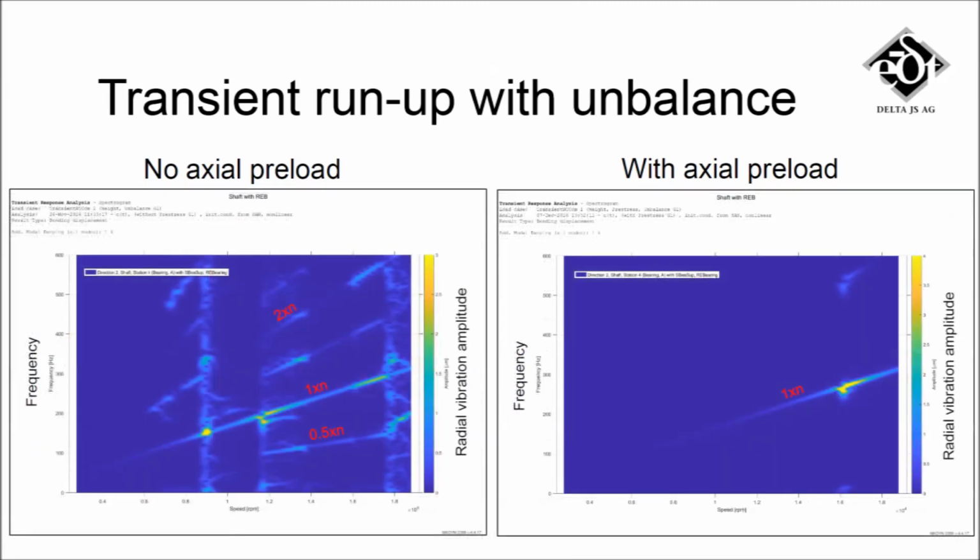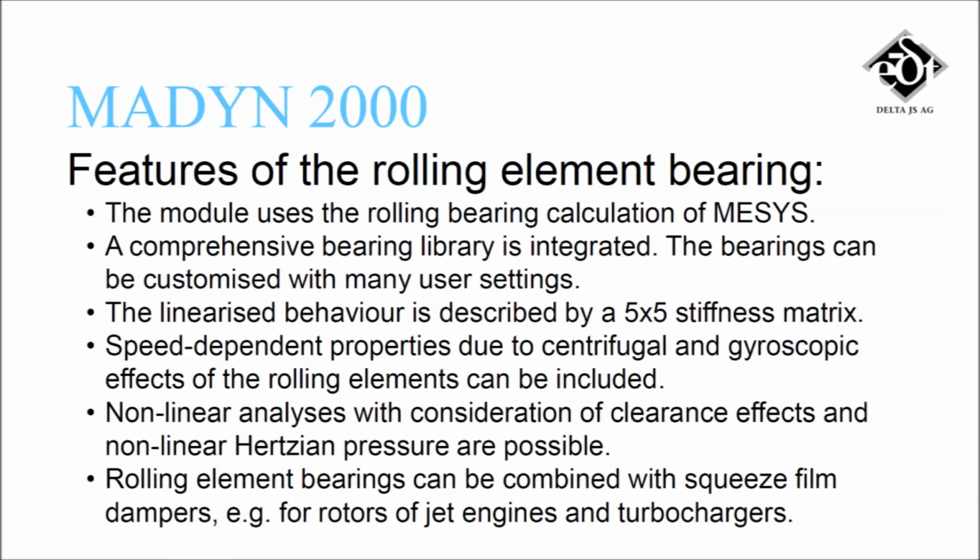In the spectrogram plot, the vibration behavior of the rotor without axial preload generates a complex pattern of speed multiples, whereas only the one-time speed line is visible for the rotor with axial preload. And here is a final summary of essential features of the rolling element bearing in MADYN 2000.